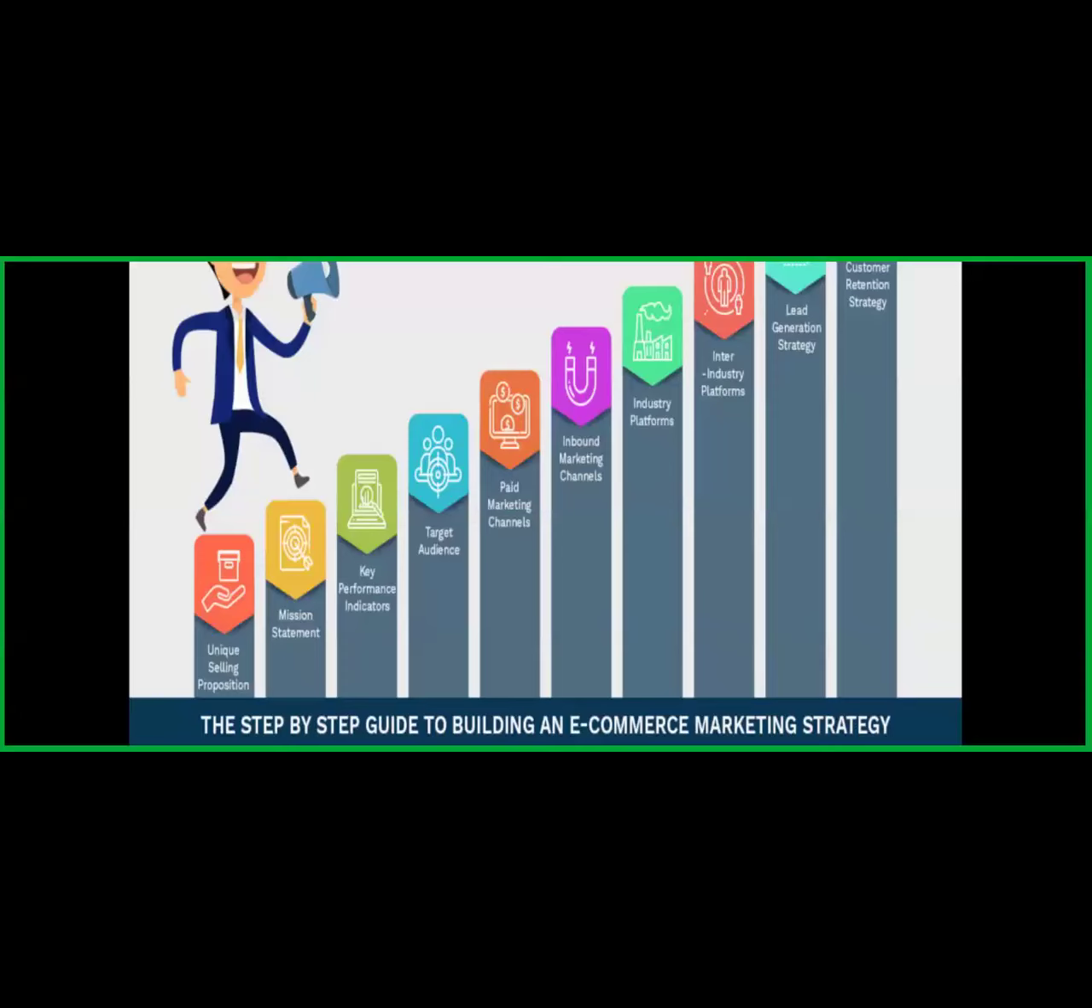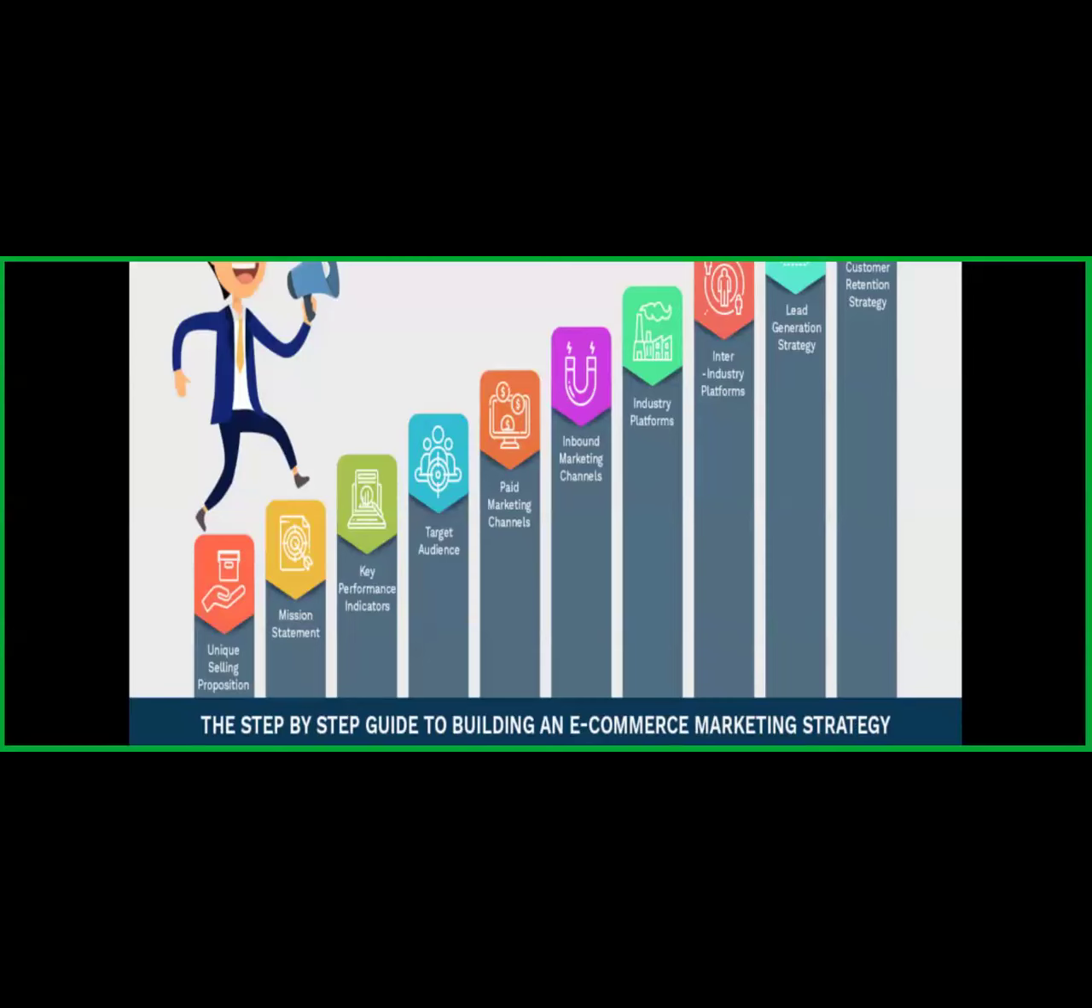So the first one, we are talking about e-commerce marketing strategy, is the unique selling proposition, which we have already discussed. For each and every product, the company comes up with a USP for that particular product, and they try to highlight that USP when they are advertising the product on the e-commerce platform.